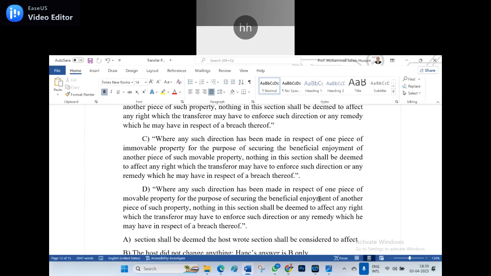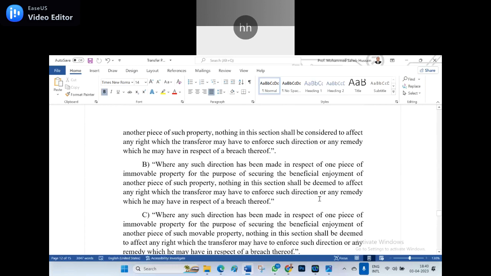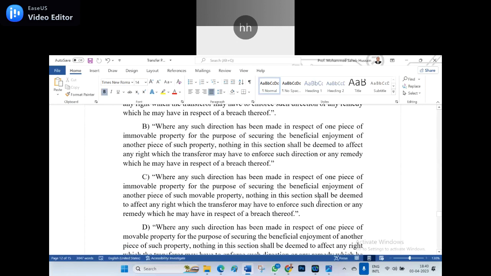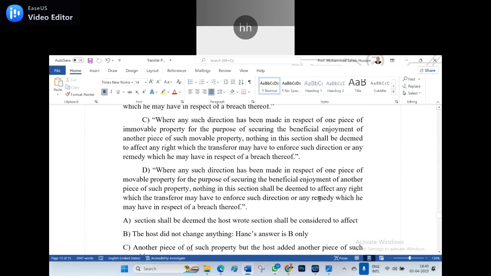Then the last is D, where any such direction has been made in respect of one piece of movable property for the purpose of securing the beneficial enjoyment of another piece of such property, nothing in this section shall be deemed to affect any right which the transferor may have to enforce such a direction or any remedy which he may have in respect of a breach thereof. So I made here A, B, C, B. D.